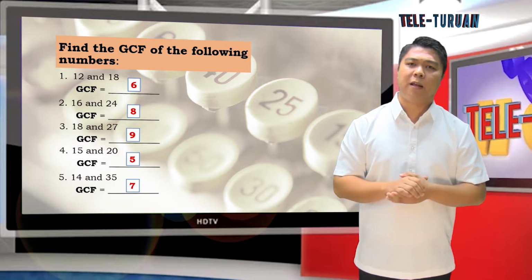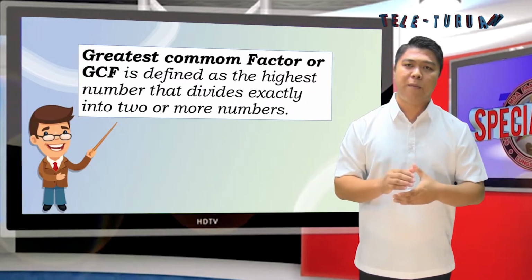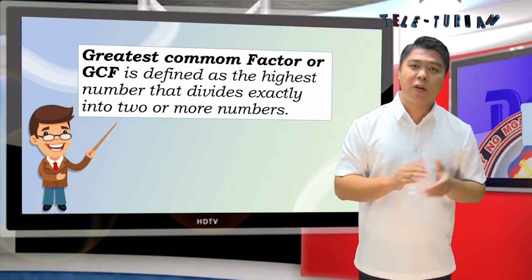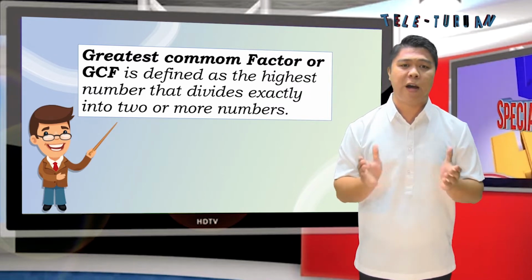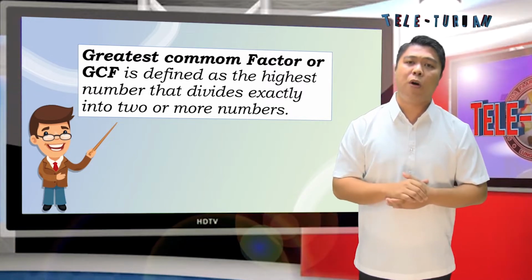It is important that you know how to find the greatest common factor of numbers because we will use this in changing fraction to lowest term. GCF or greatest common factor is defined as the highest number that divides exactly into two or more numbers.